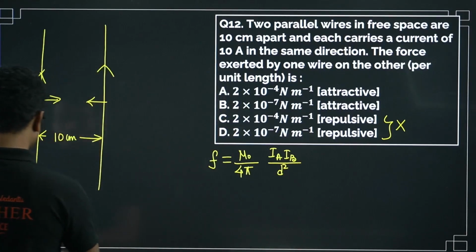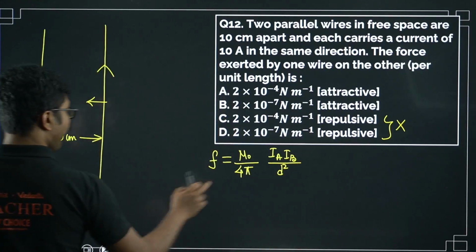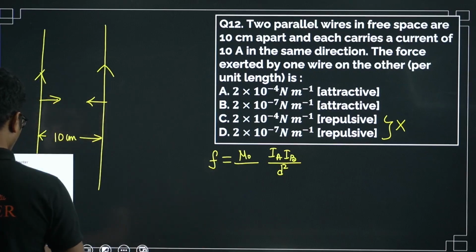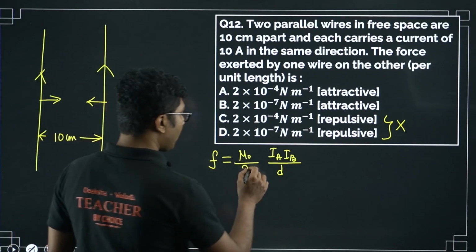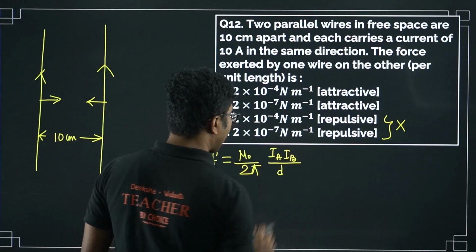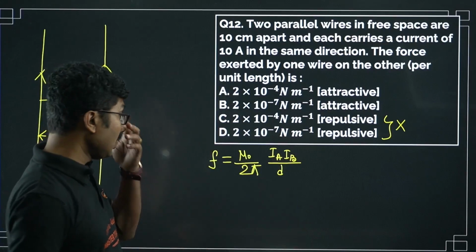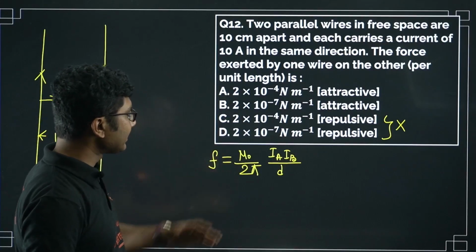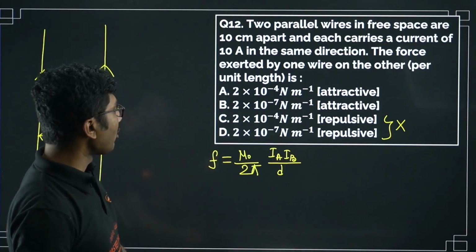Mu naught by 2, sorry, not 4 pi, it is mu naught by 2. So it is mu naught by 2 pi Ia Ib by d. Okay, now let's put the values of everything.